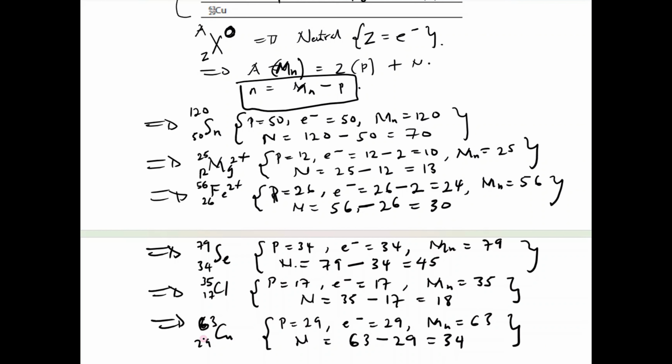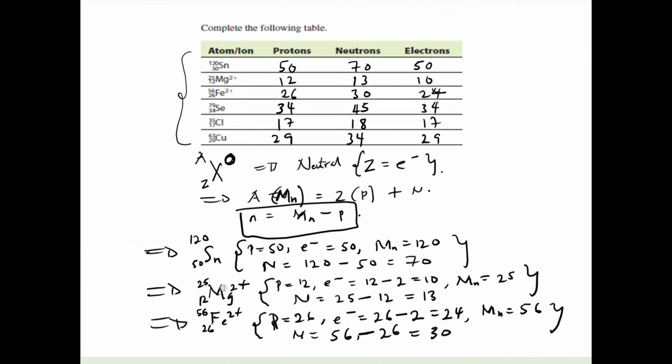So it means that this species will have 29 protons, 34 neutrons, and also 29 electrons. So that's what we have for this.